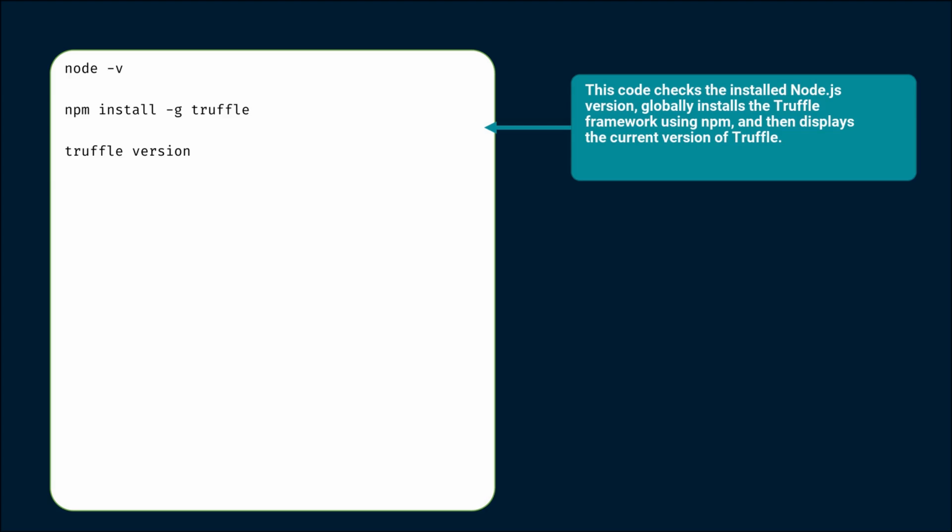If the command executes successfully and you see a version number, you can confidently proceed to the next phase of our project. Next, we will install Truffle, a powerful framework that simplifies the process of writing and deploying smart contracts. By typing in the installation command, you will add Truffle globally to your system, making it accessible for all your projects. Once the installation is complete, you can verify it by checking the Truffle version in your terminal.